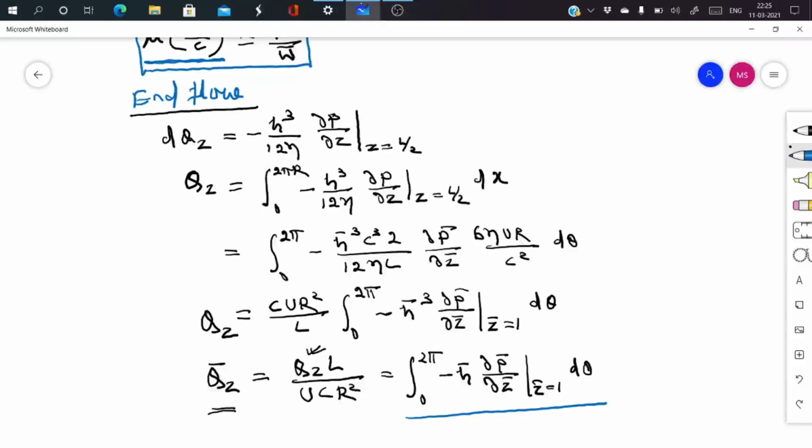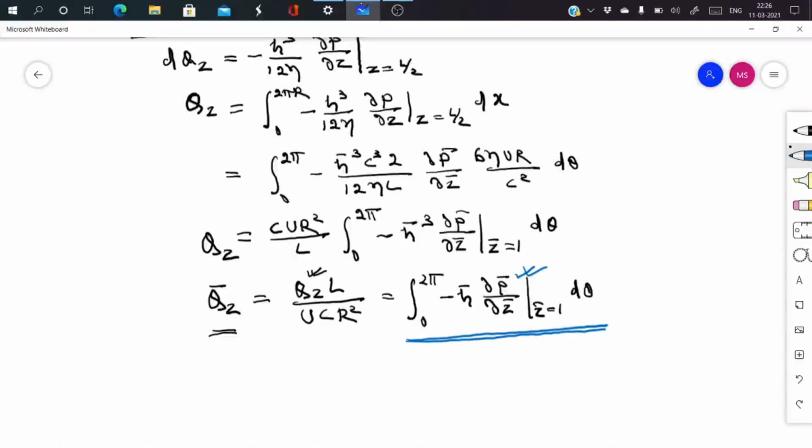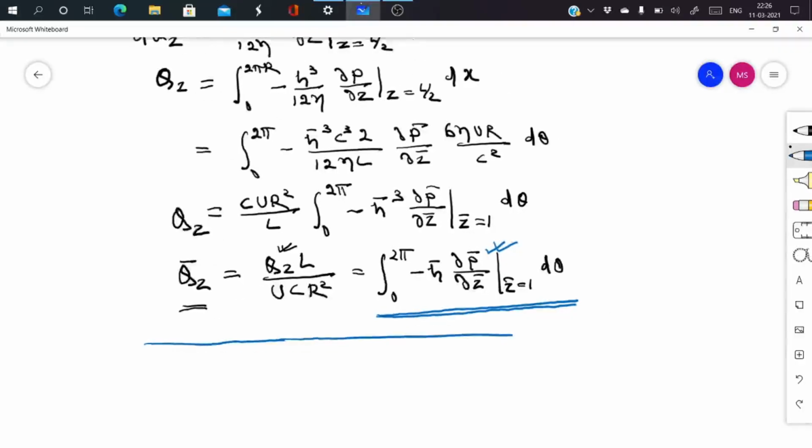The pressure is already calculated, so you calculate the pressure gradient at the end and then go for this integration. From here you can calculate the end flow. So now I hope that you can solve this numerical problem of finite bearing using FDM and using your software tool, MATLAB. Once you do it, you are successful in developing the program.